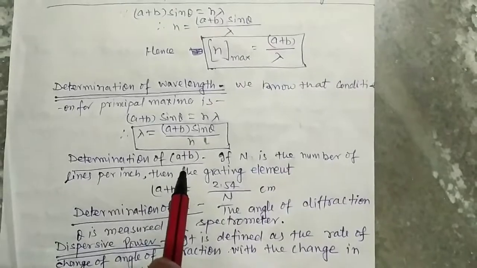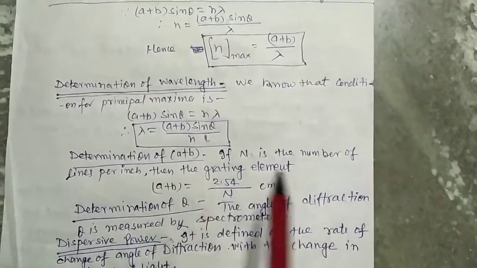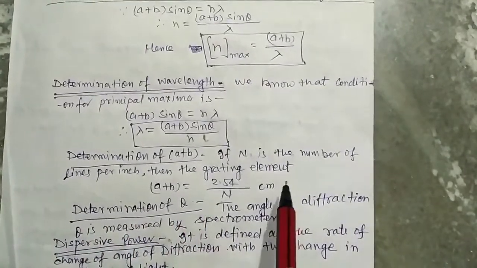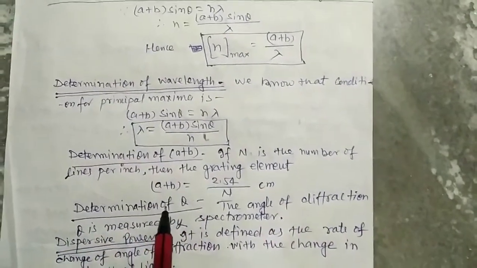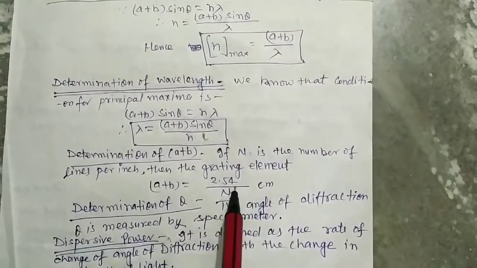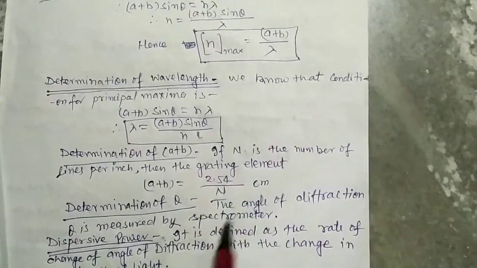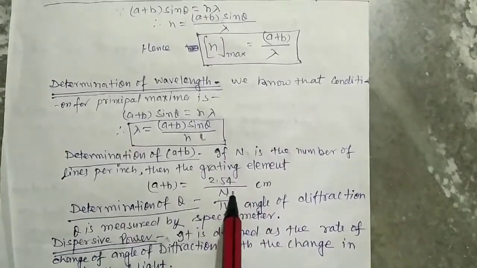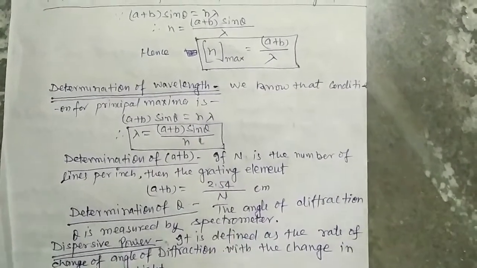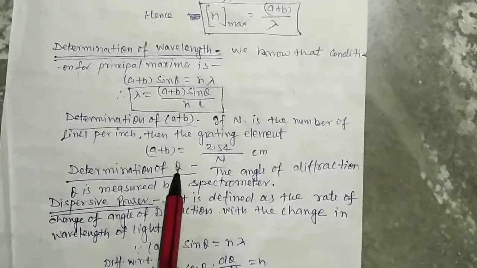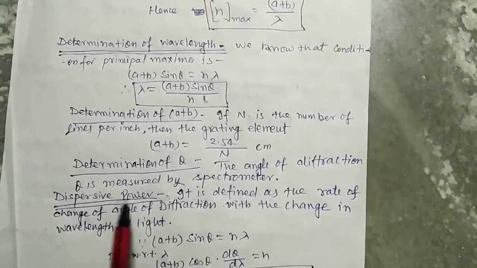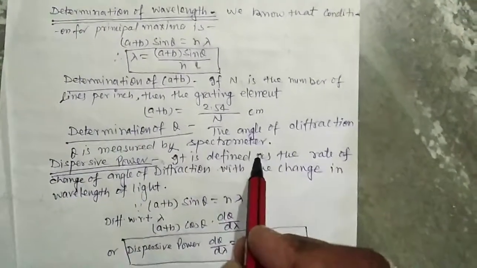Determination of a plus b, which is required for this expression. If N is the number of lines per inch, then the grating element is given by a plus b is equal to 2.54 upon N. As you know, 1 inch is equal to 2.54 centimeter, and this is the number of lines per inch. Determination of theta required for this expression: the angle of diffraction theta is measured by a spectrometer.